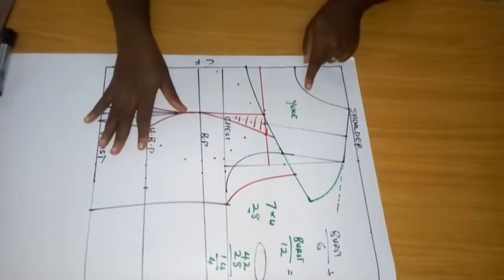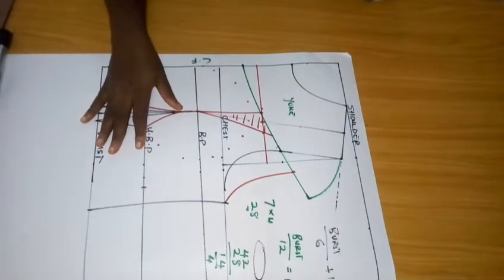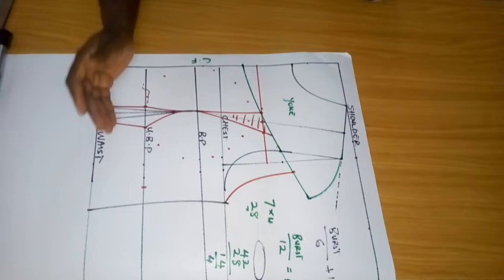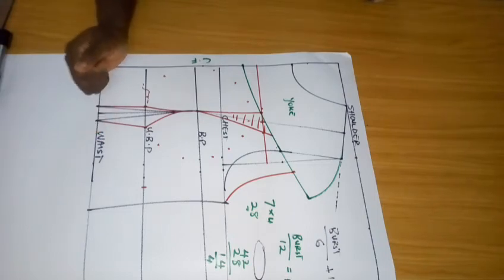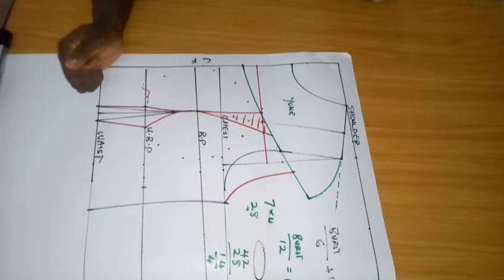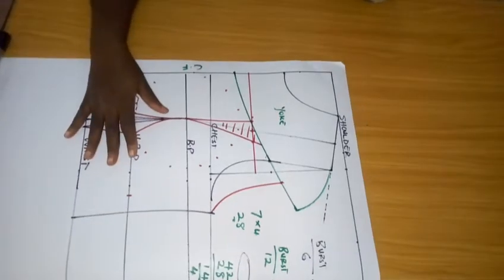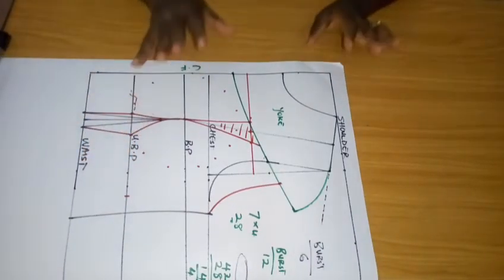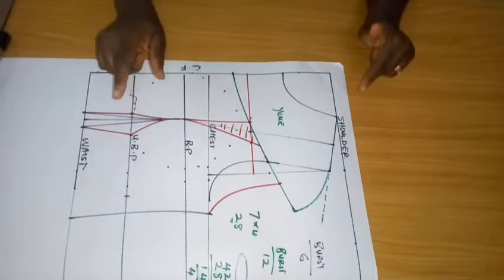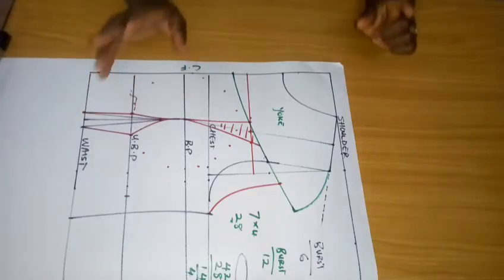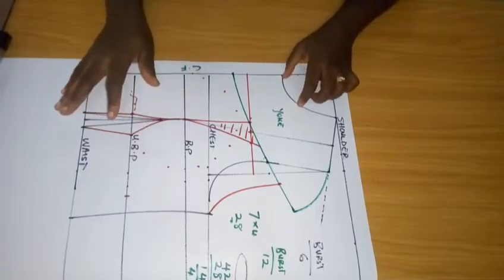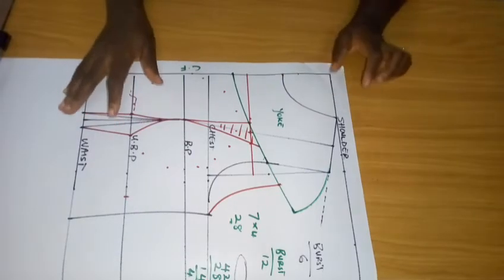Coming over to the mandarin collar, I have a video on that: how to make a 12 pieces blouse with mandarin collar. I'll be dropping the link in the description box below. Please make sure you follow. By the end of the video is where I drafted the mandarin collar. So follow that video and make the mandarin collar for this particular bodice.